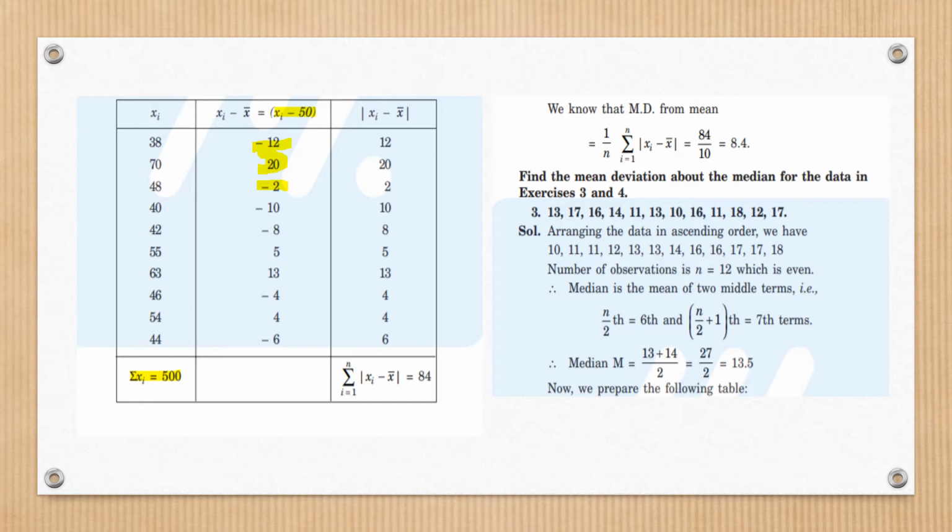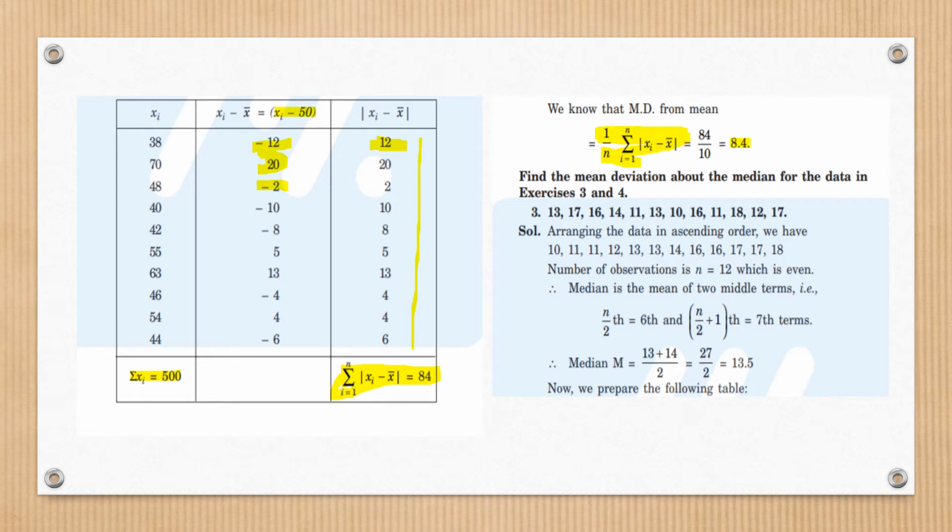Now xi minus x bar whole mod means we are concerned about the magnitudes only. That means minus 12 will be taken as plus 12, right? Minus 12 mod means it is 12. 20 is 20 and minus 2 is 2, like this. So all the terms here are positive, which gives me the sum of xi minus x bar whole mod, i from 1 to n, as 84. And mean deviation about mean can be obtained by applying the formula 1 by n times summation xi minus x bar whole mod, and that is 84 by 10, that is 8.4.